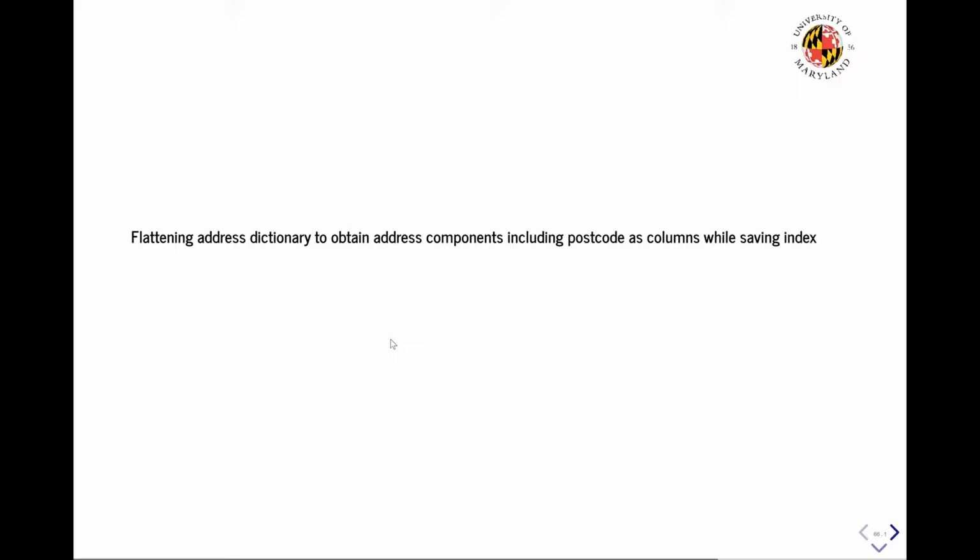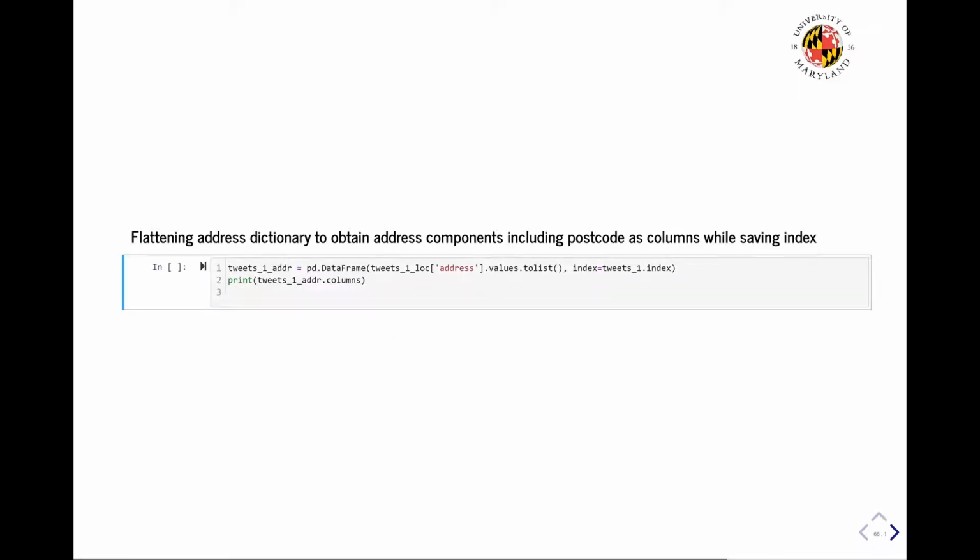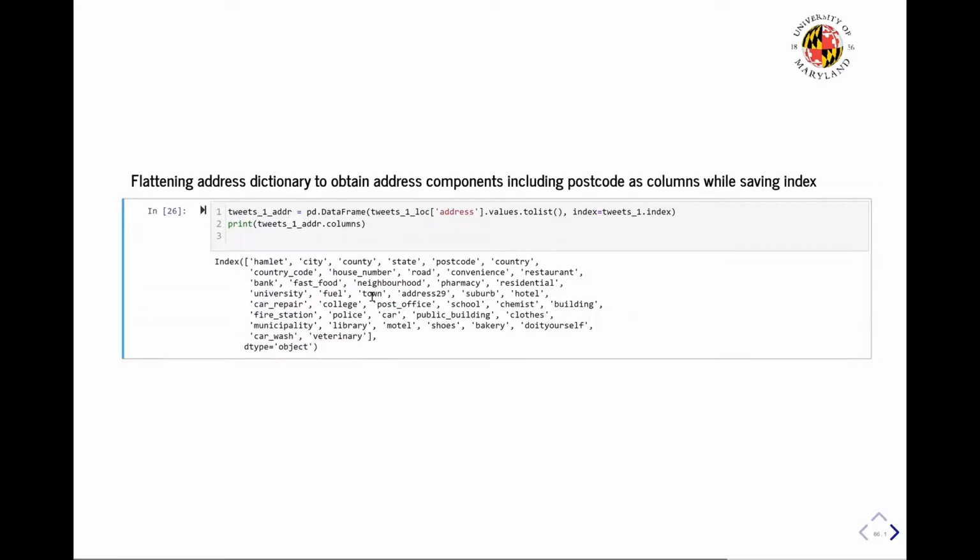So now that we have the address separately stored in a column, we'll again flatten the address dictionary and we'll save it to another data frame called tweets1 address, and then we'll print out the columns of that data frame. So this data frame has a lot of attributes like hamlet, city, county, state, postcode, even some other neighborhood related columns.